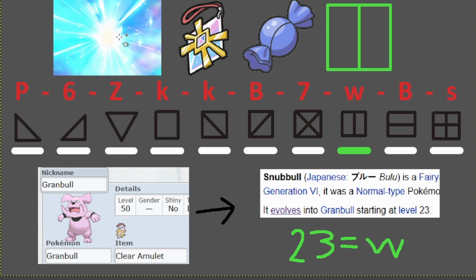For the 7th clue, we have the evolution screen, and we have the clear amulet, as well as a rare candy and the symbol that indicates that we are working with the 8th slot. With the clear amulet, we're going to be looking at Granbull, since Granbull is the Pokemon on this team that holds the clear amulet. Since I wanted you to be looking at the evolution screen, and we have the rare candy here to symbolize leveling, we look at when Snubbull evolves into Granbull, and that happens at level 23. So you take the 23, and that makes it W, since W is the 23rd letter of the alphabet.